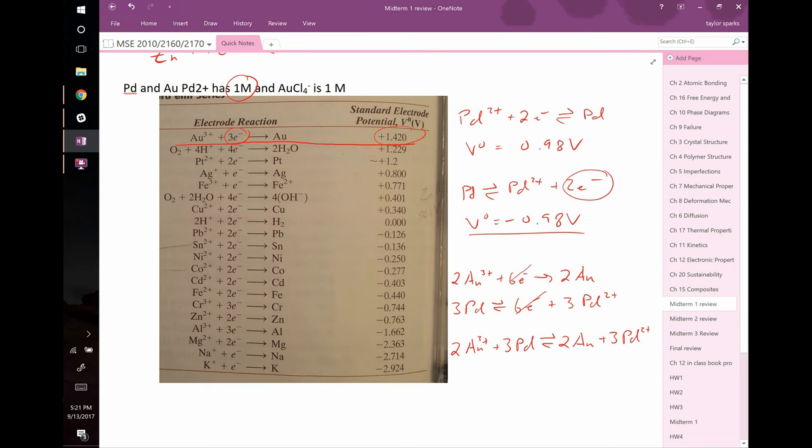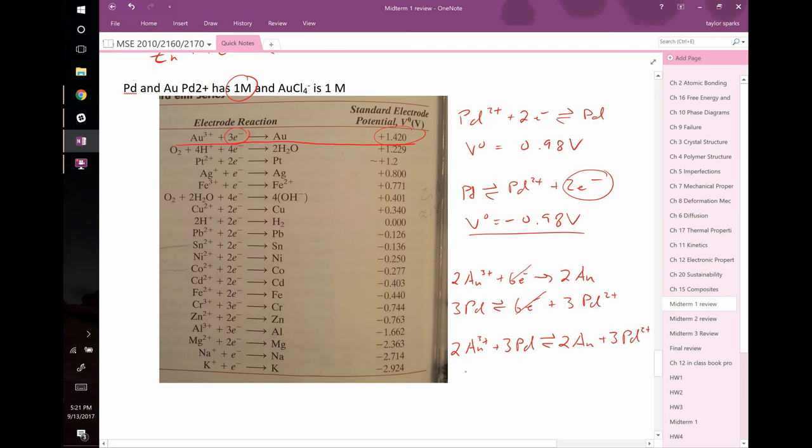Cl4 is a spectator ion in this one. It actually doesn't change any charge, right? The full chemical reaction, I think it's given here, it just stays minus one the whole time. So it's not involved, so we can ignore it, right? Now that we've got this, we can add it together, and the electrons on both sides cancel.